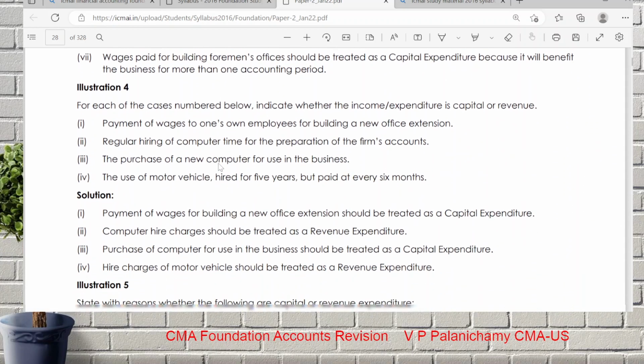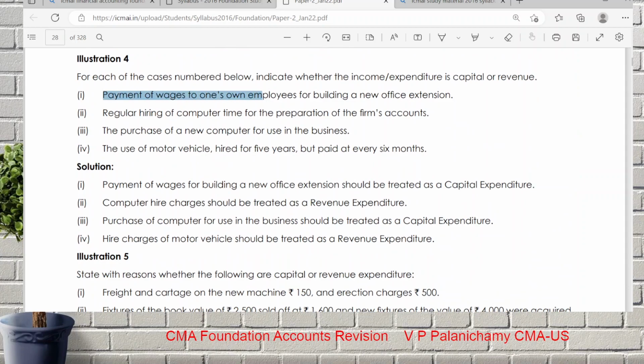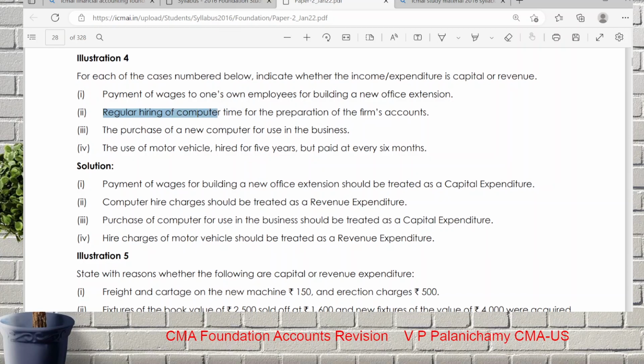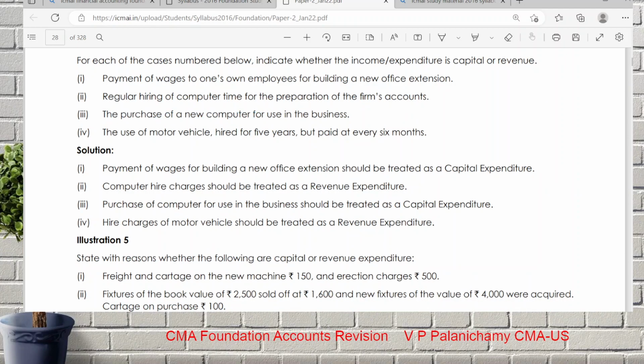Rent paid for the factory, revenue expenditure. Then payment of wages to employees for office extension. Are you spending this for working or constructing the office? So capital expenditure. Regular hiring of computer for preparation of firm's accounts. Are you purchasing or hiring? Hiring the computer, rent, revenue expenditure. Purchase of new computer, capital expenditure. Asset purchase, long term use, capital expenditure.